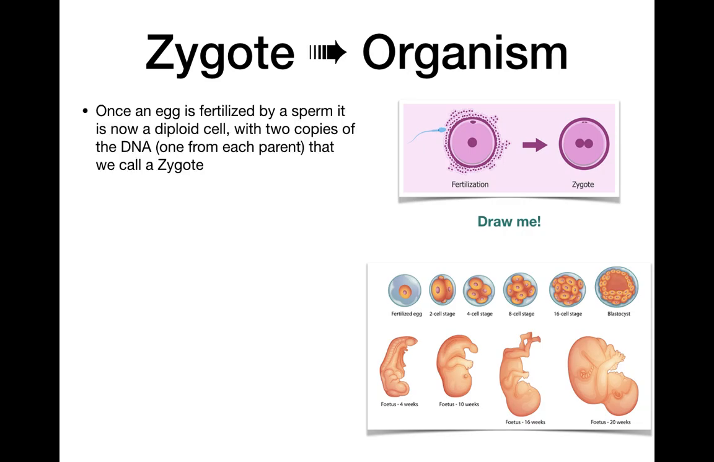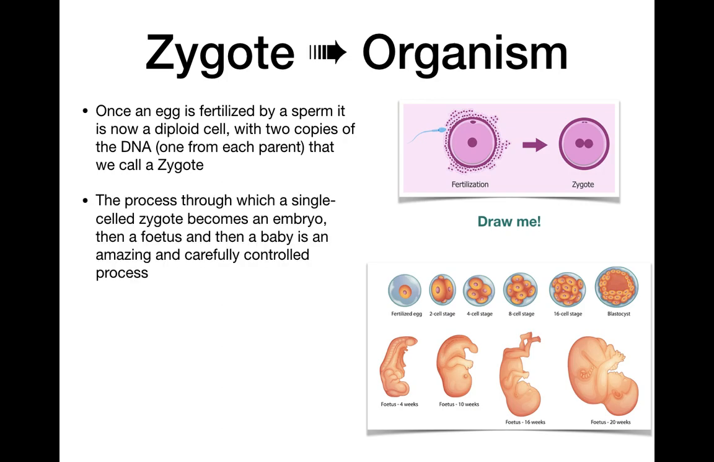Okay, so once we have an egg that is fertilized by a sperm, that cell is usually a haploid cell, and a haploid cell, remember from our genetics unit, means 1 copy of the DNA. It becomes a zygote, which is 2 copies of the DNA. So we were all a zygote for a very short period of time at one point in our life.